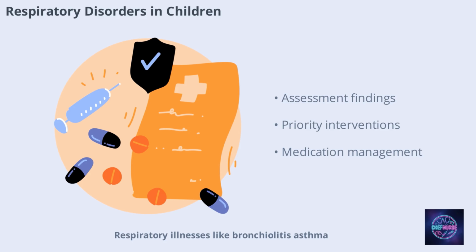Respiratory illnesses like bronchiolitis, asthma, and croup are common in children. The NCLEX may ask about assessment findings, priority interventions, and medication management. For instance, recognizing signs of respiratory distress such as nasal flaring or retractions is vital. Knowing how to administer nebulized medications or provide oxygen therapy can be tested. Always prioritize airway and breathing in pediatric emergencies.